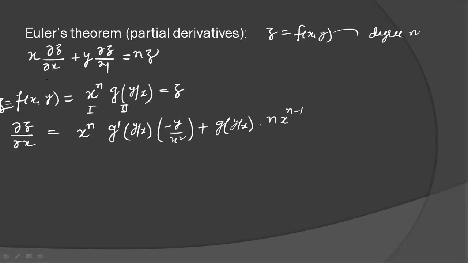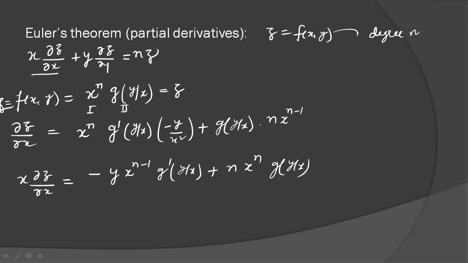Now we want x ∂z/∂x on the LHS, so we multiply x on both sides. You will get −y x^(n−1) g'(y/x) plus n x^n g(y/x). Here, one power will be cancelled out and one power will be subtracted if you multiply.